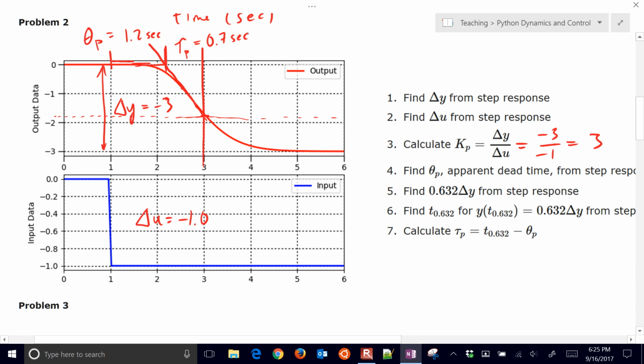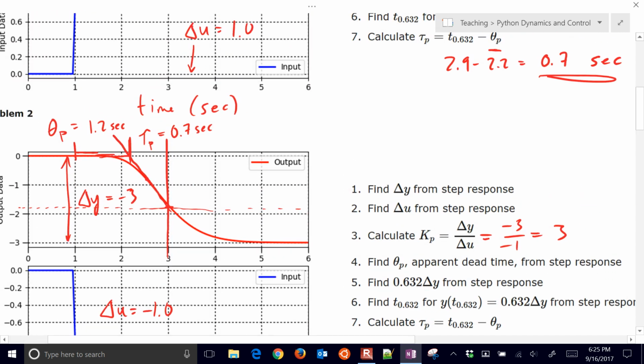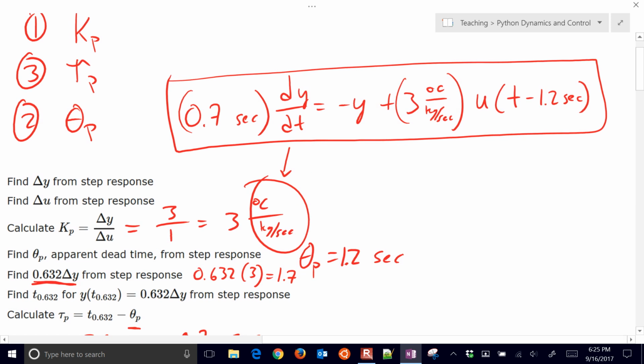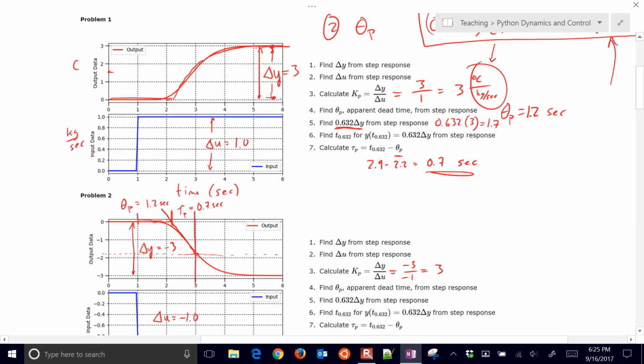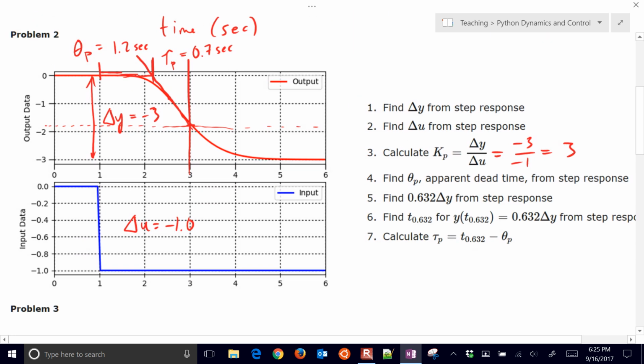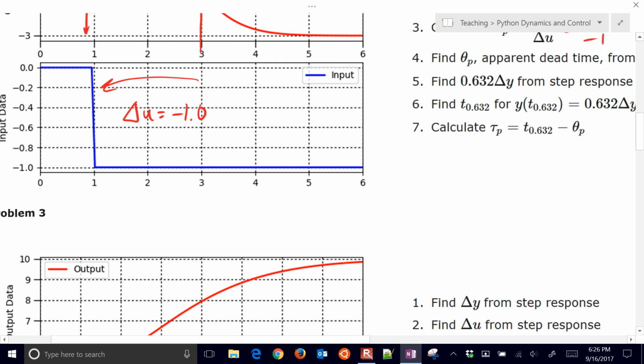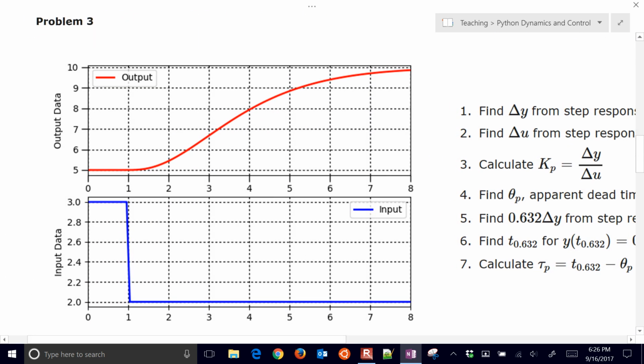So this is actually the very same system as we had before. We had this same equation. Even though the response looks a little bit different, it was just a little bit of a trick to see if you could recognize that this is actually the same system. It's just that we gave it a negative step on the input and it made it look different, but we're still able to calculate about the same response. Let's go on to problem number 3.